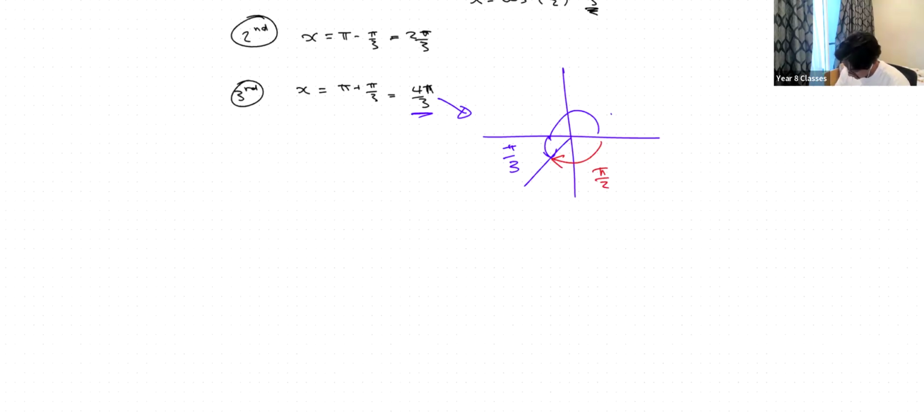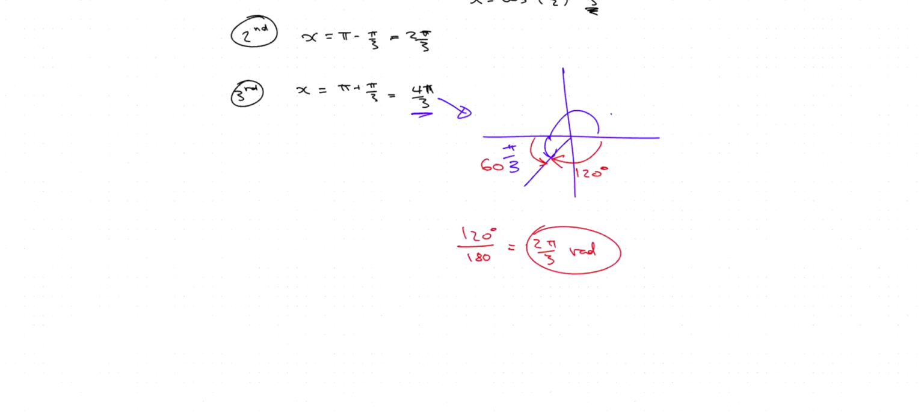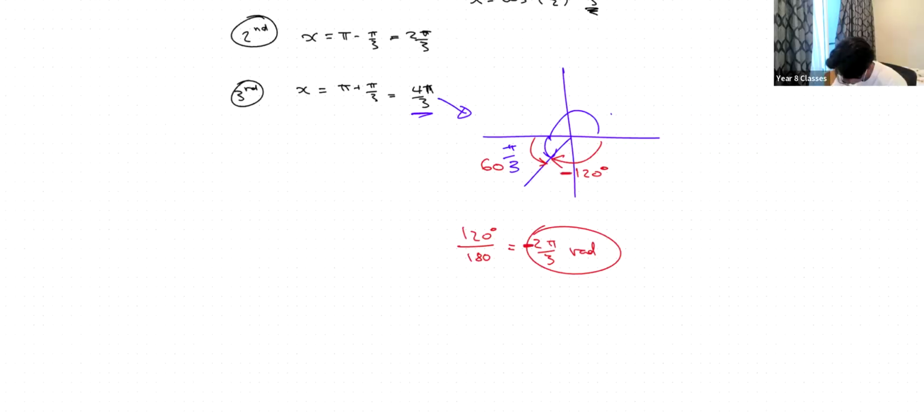Yeah, so think about it like this. Going this way, you're going 60 degrees. And thus to go the other way, you need to go 120 degrees, just doing 180 minus 60. And then 120 degrees divided by 180 times pi gives you 2 pi on 3 radians. And because we're going left, you add the negative. So technically it's like a negative 120. So your actual second answer should be minus 2 pi on 3.